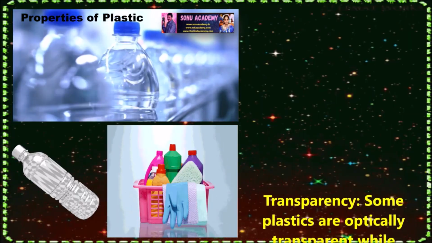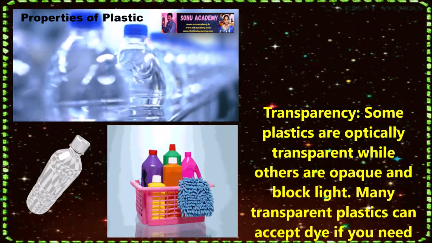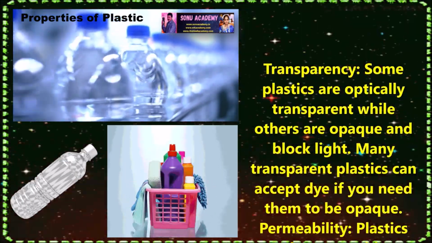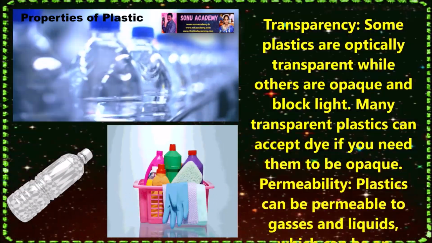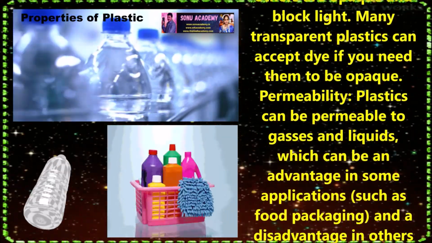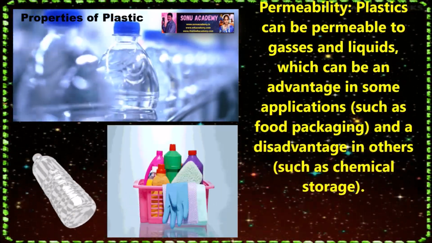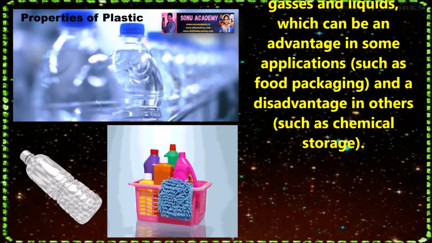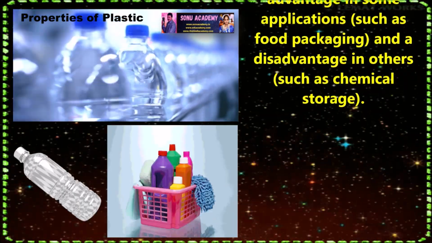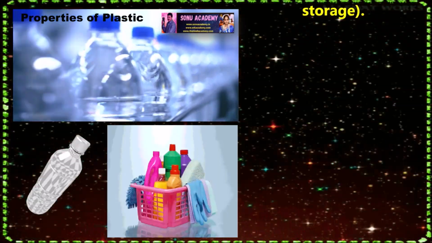Transparency. Some plastics are optically transparent, while others are opaque and block light. Many transparent plastics can accept dye if you need them to be opaque. Permeability. Plastics can be permeable to gases and liquids, which can be an advantage in some applications such as food packaging and a disadvantage in others such as chemical storage.